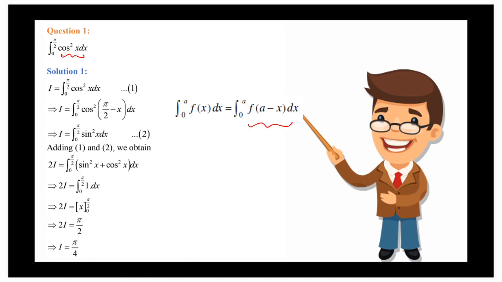So let's apply this. f(a minus x). So what is a here? a is pi by 2. So pi by 2 minus x, it is sine square x. Now adding 1 and 2. Why are we adding 1 and 2? Because here we have cos square x, here we have sine square x, so we are going to get 1. So what is the integral of 1? x, and after that apply the limits and get the answer.